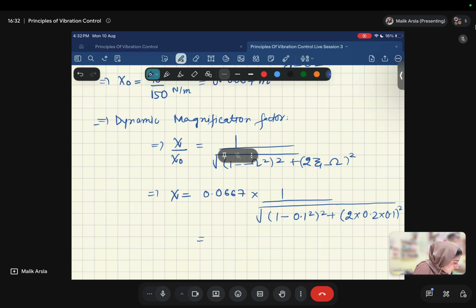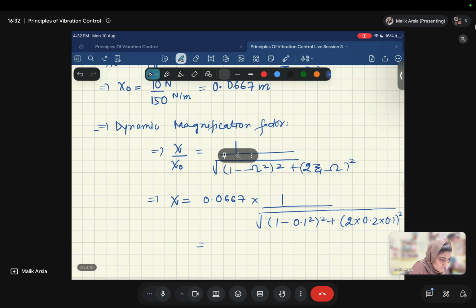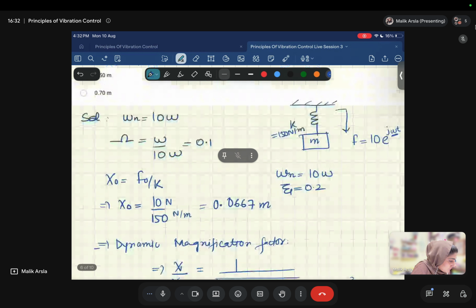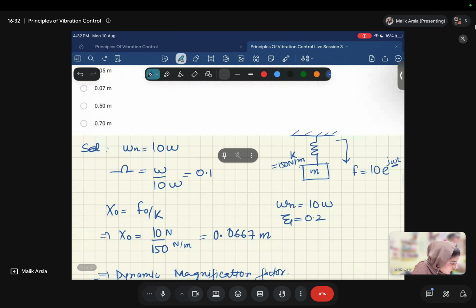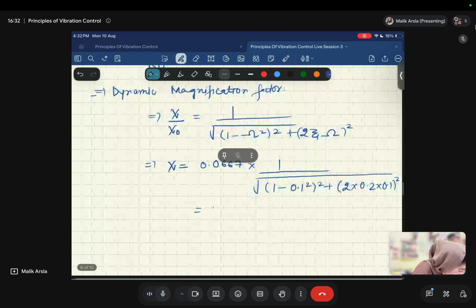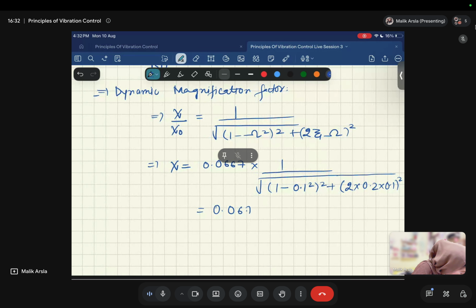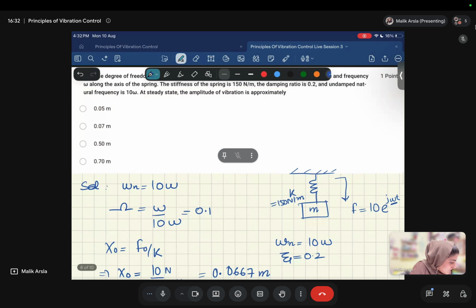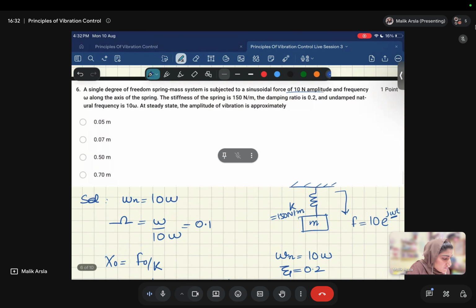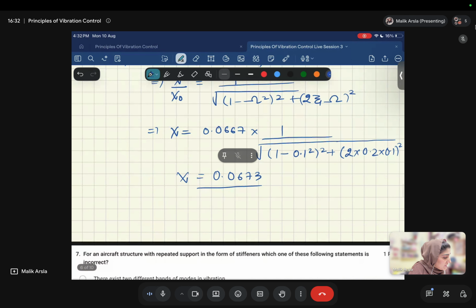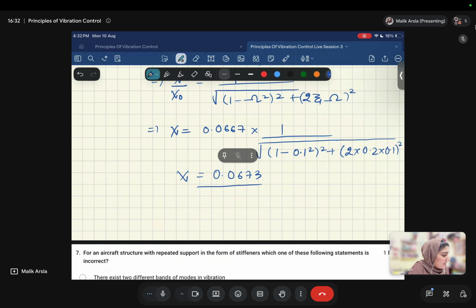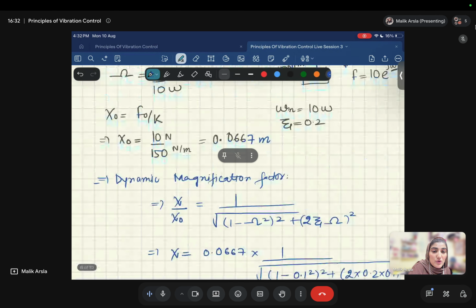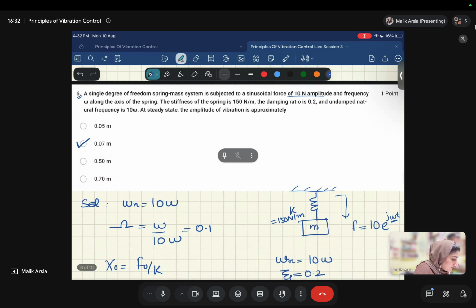0.0673. Okay, so you are getting 0.0673. So the closest option to this is 0.07. Mine is coming out to be a little different, but that is almost the same only. 0.07 is the correct answer.